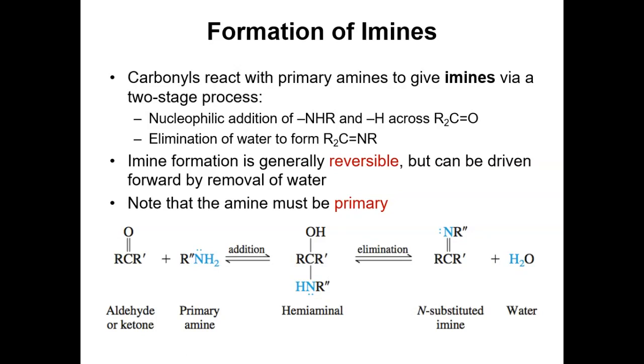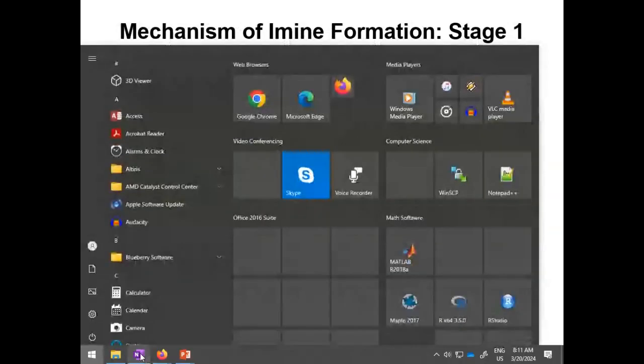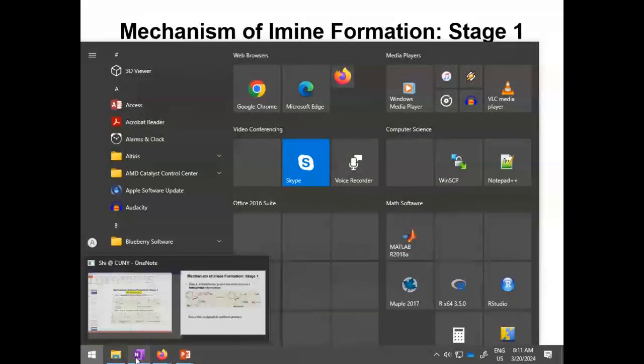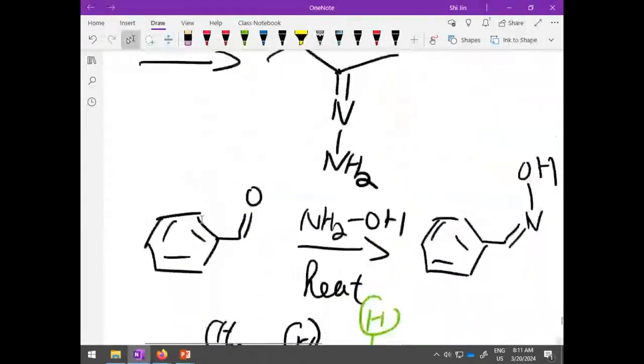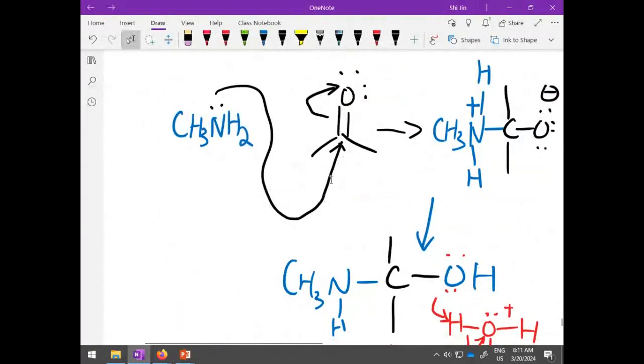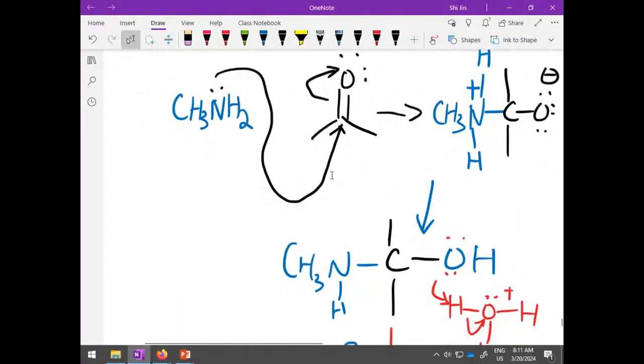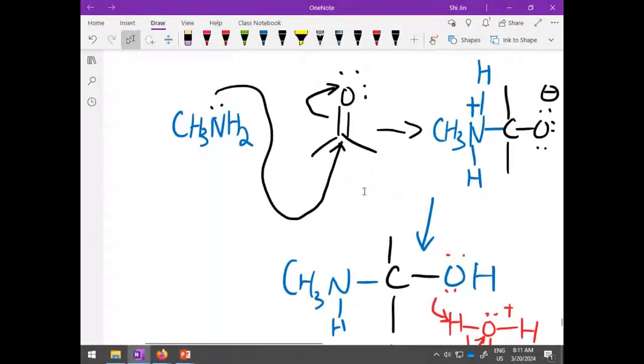Slow. Why slower? If you look at the first stage, look at the mechanism I written here. The rate limiting step is amine attacks the carbonyl. So under no circumstance from here to here, the acid is never involved. So acid does not help the first stage.